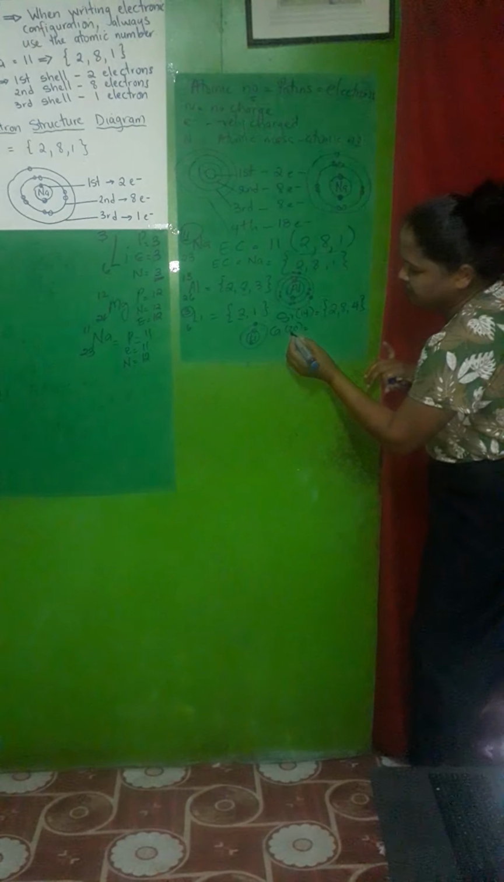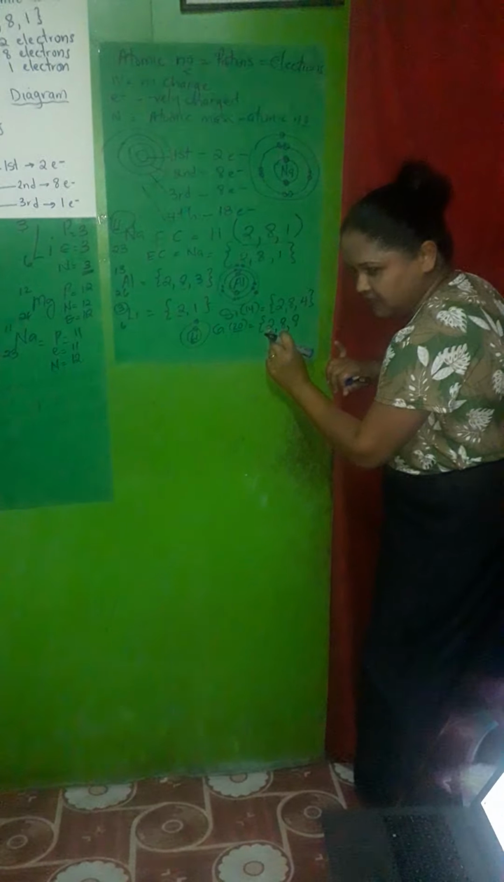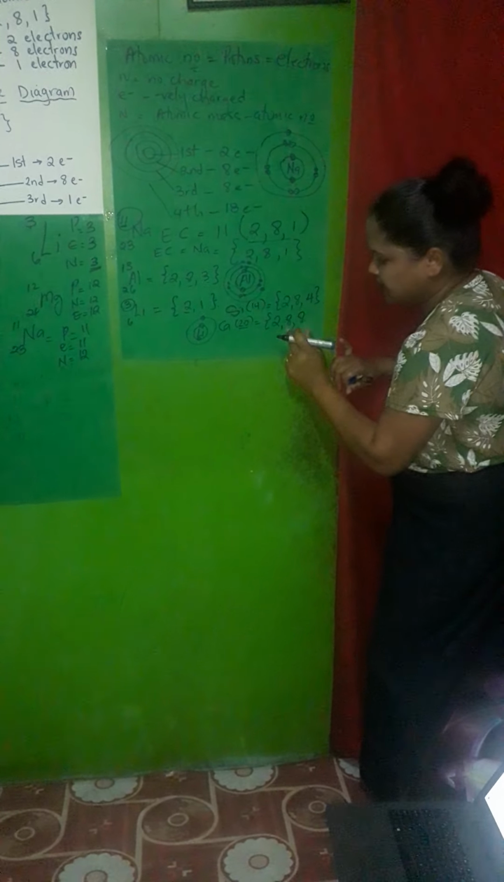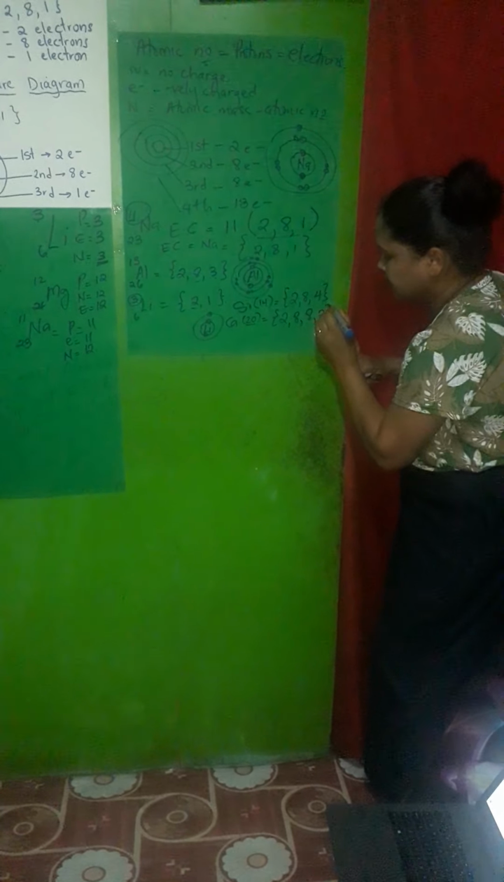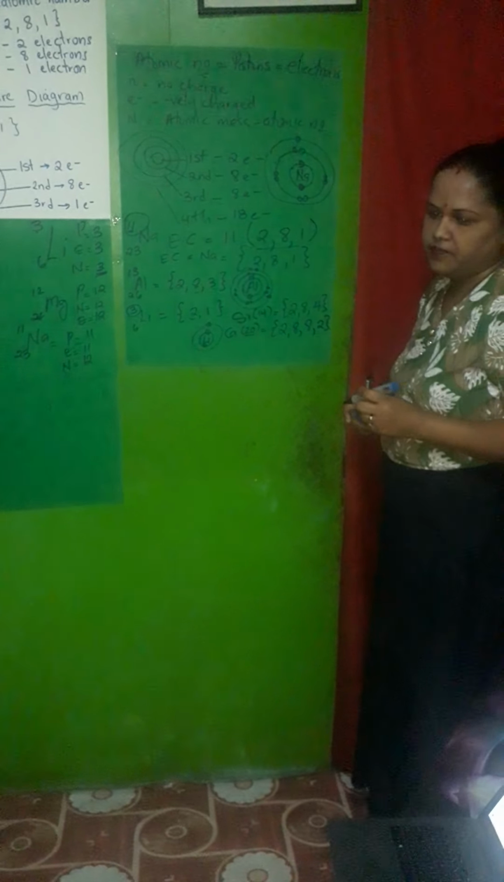So if 20 is the atomic number of calcium, that means your electron configuration will be first shell 2 electrons, second shell 8 electrons, then third shell again 8 electrons. So 8 plus 8 is 16, plus 2 is 18. 20 minus 18, the remainder is 2, that will be in the fourth shell. Understood now? Yes. Good.